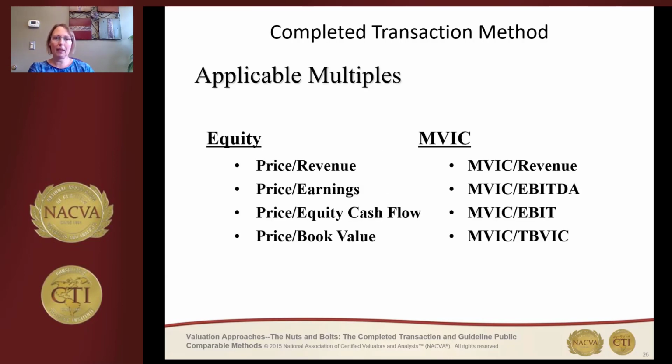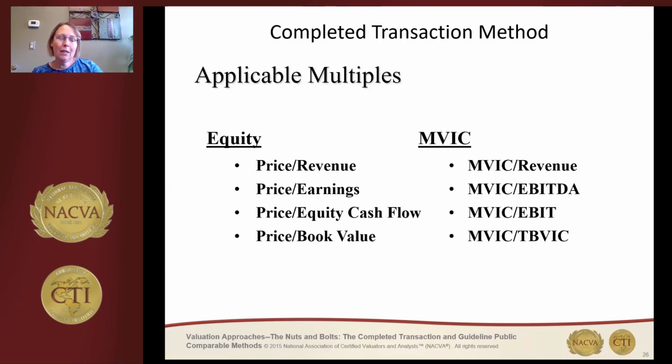So what are some of our applicable multiples when we're looking at a completed transaction? If we're looking at equity, we're looking at price to revenue, price to earnings, price to equity cash flow, and price to book value. And it's important, when we're looking at the completed transaction method and at the databases, to check whether we're looking at values on an equity basis or a market value of invested capital basis. And you can sort them to make sure you're using the proper ones.